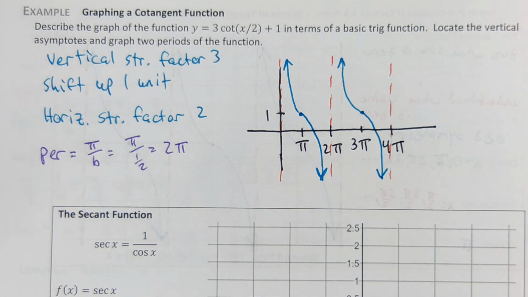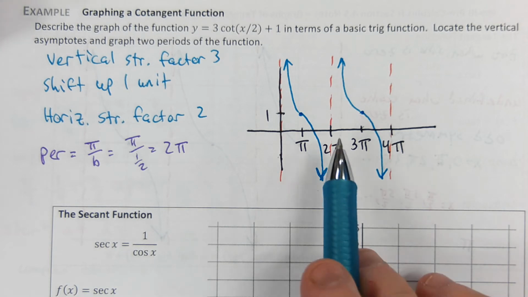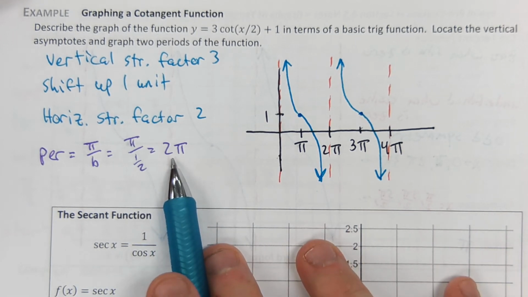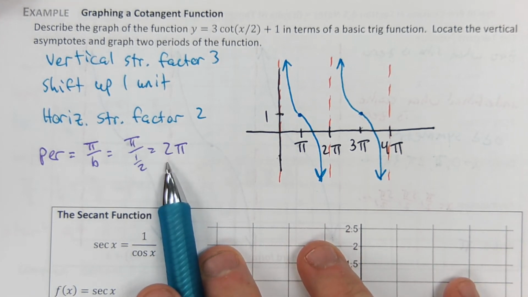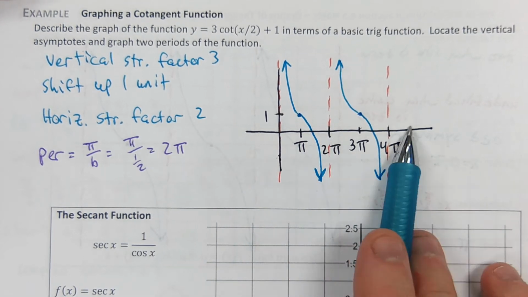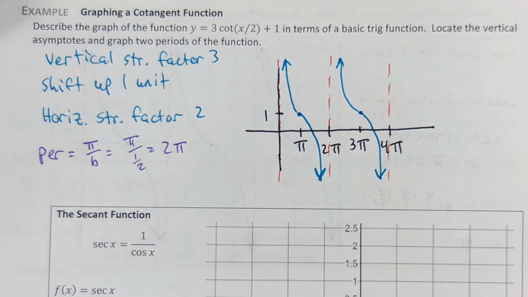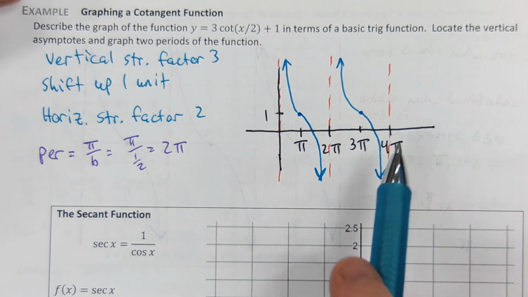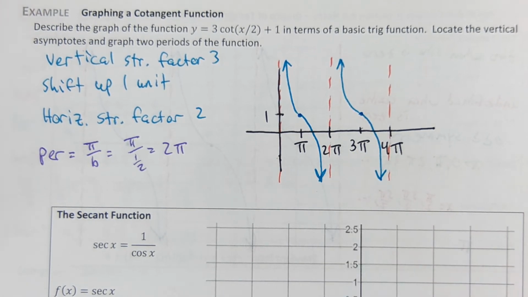Yes. The period is 2 pi. Why is the asymptote at 2 pi? No, a period of 2 pi means that there's a distance of 2 pi between the asymptotes. So from 0 to 2 pi, from 2 pi to 4 pi. It also means there's a distance of 2 pi between the middle line intersections. So from pi to 3 pi. Yes, ma'am.